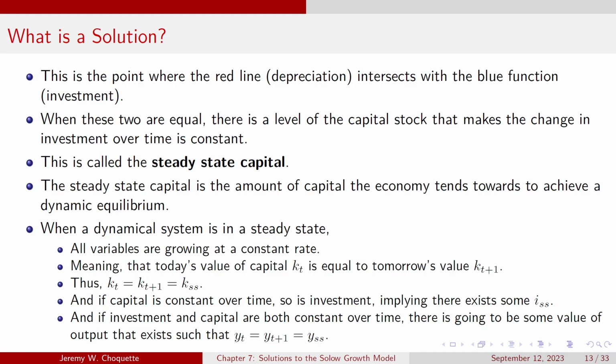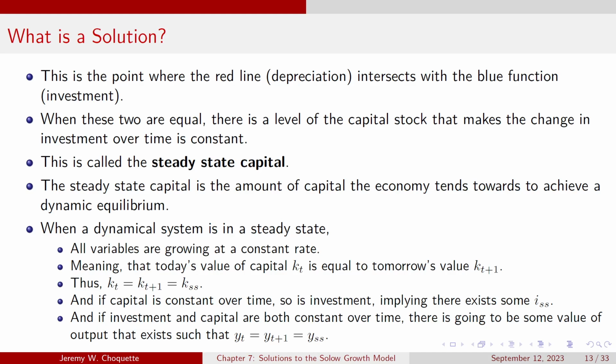Now, when a dynamical system is in a steady state, all variables are growing at a constant rate, meaning today's value of capital is going to be equal to tomorrow's value of capital, which is equal to the day after tomorrow's value of capital. Any time period that we're looking at, if this is in a steady state, capital today is going to be equal to whatever that value of capital is at any point in the future. So k_t equals k_{t+1} equals k_SS, with a little subscript SS for steady state.